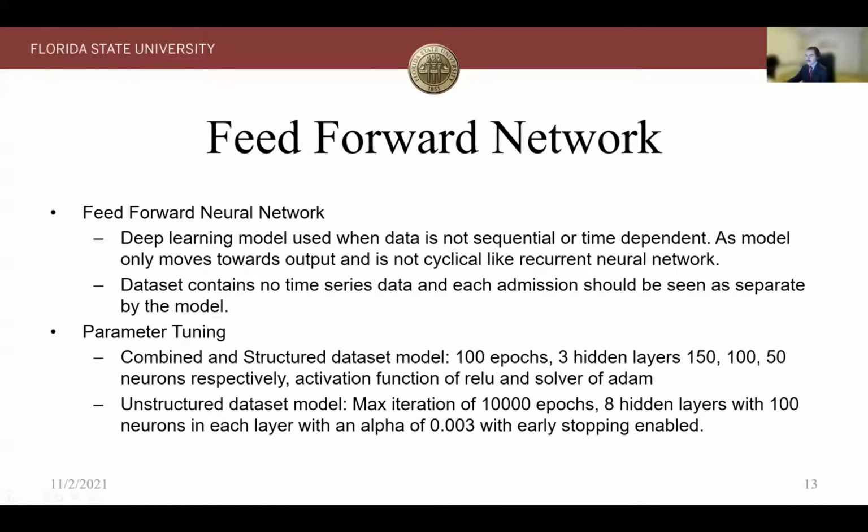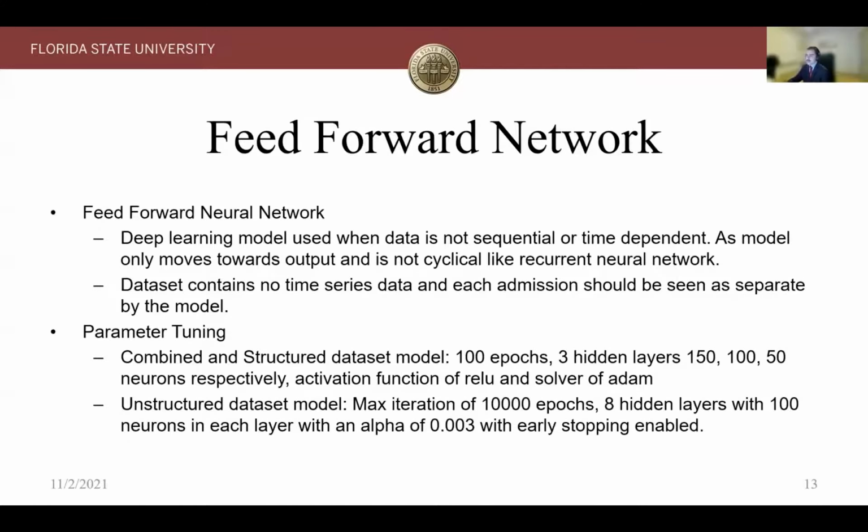Feed-forward neural networks are deep learning models used when the data is not sequential or time dependent, as data in the model only moves towards the output, while in recurrent neural networks the data is cyclical. This deep learning model works well for our scenario, as each admission is separate from other admissions in the data set, and the data for each admission does not include any time series data.